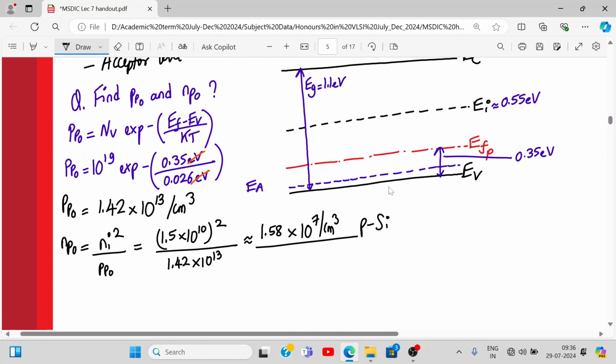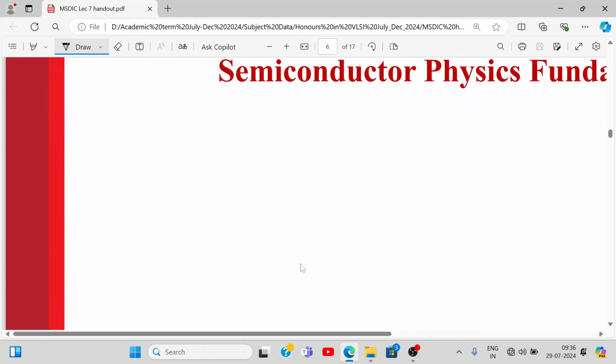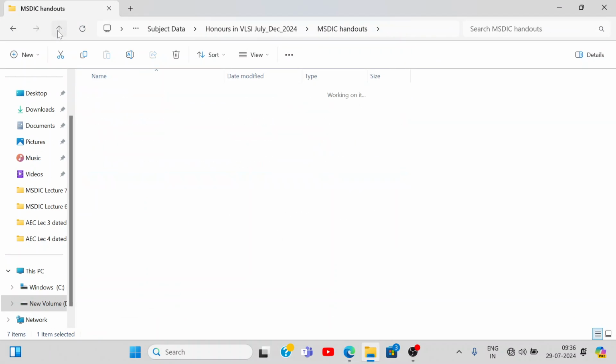Okay. Next concept which we are discussing today is injection level concept. Just write down the heading. For your ISC exams, let me show it to you.